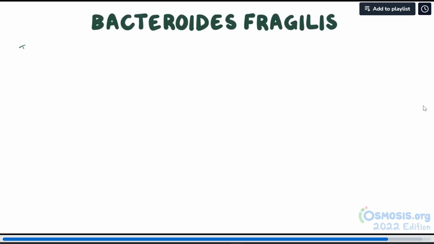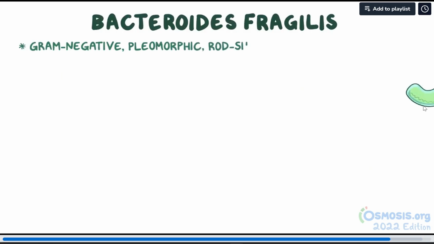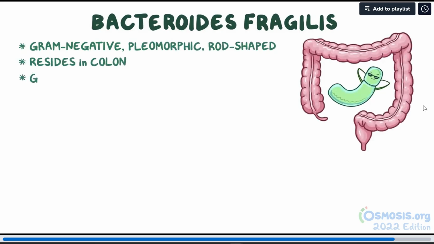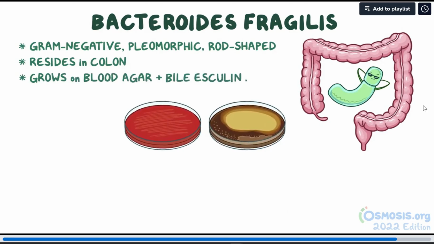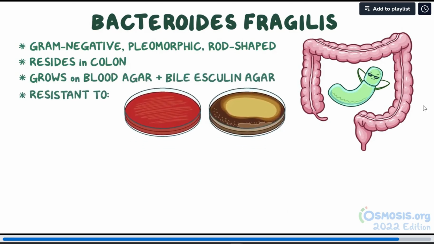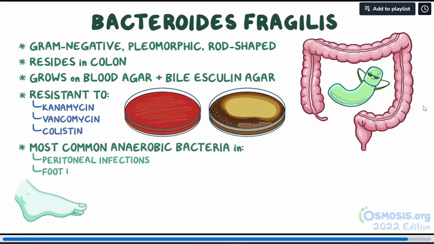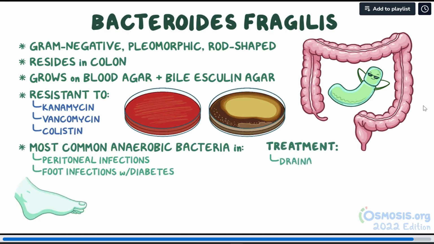All right, as a quick recap, Bacteroides fragilis is a gram-negative, pleomorphic, rod-shaped bacterium that resides in the colon of humans. It grows on blood agar, bile esculin agar, and it's resistant to kanamycin, vancomycin, and colistin. It's the most common anaerobic bacteria found in peritoneal infections and foot infections in patients with diabetes mellitus. Treatment consists of drainage of abscesses and debridement of necrotic tissue, and antibiotics like metronidazole.